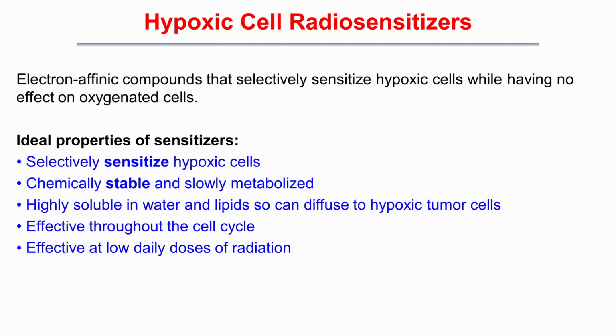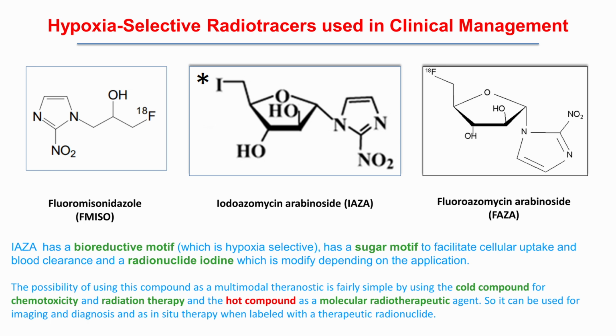And these are the properties. Ideally, you want to have a low amount of this drug delivered specifically to the hypoxic cells. These are some examples of those drugs, and we are mainly focusing on the middle one, which is IAZA, iodoazomycin arabinose. As you can see, it is a sugar molecule connected to a nitroimidazole.